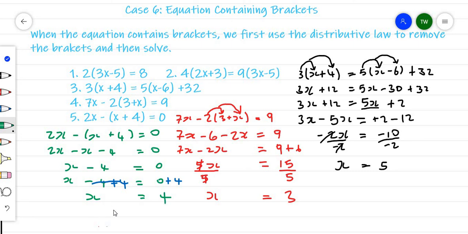Alright? And that's how you do problems that contain brackets.